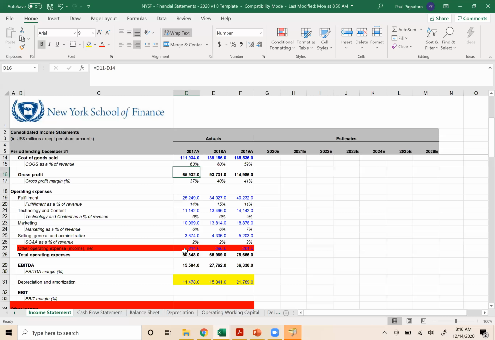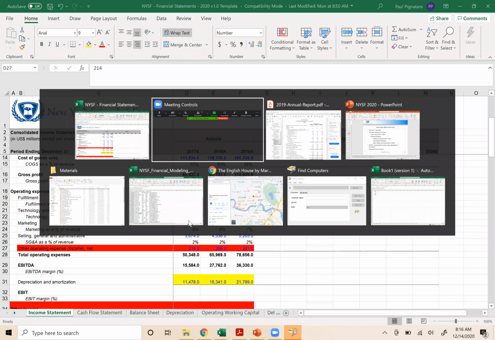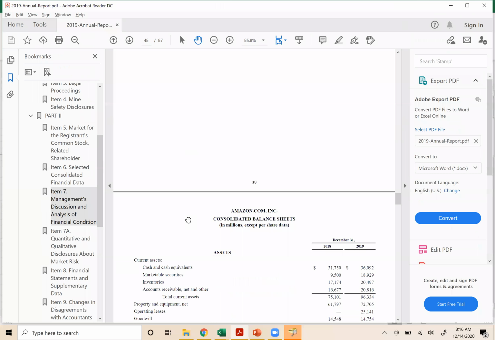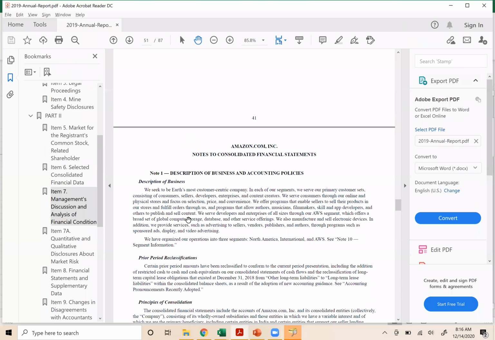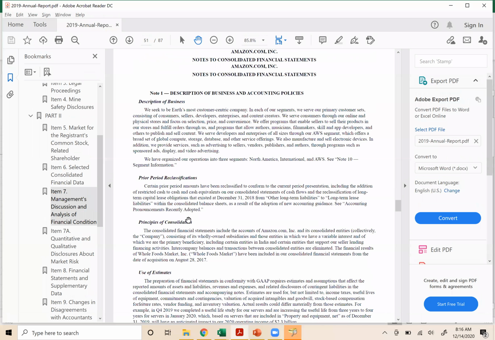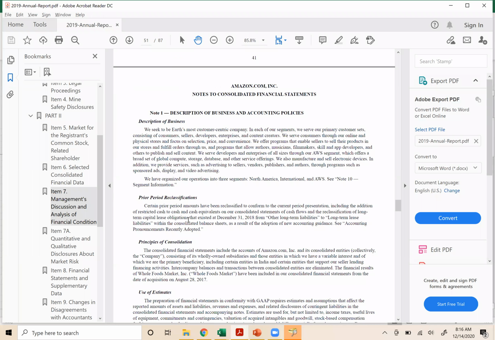So how do we at least make a reasonable estimate? You got to go through the notes. And I found several notes, scrolling down. The first thing I went to is the explanation of expenses. So right after, here's the notes to the consolidated financial statements. This is where they give you an explanation.